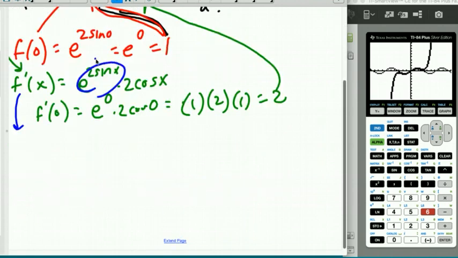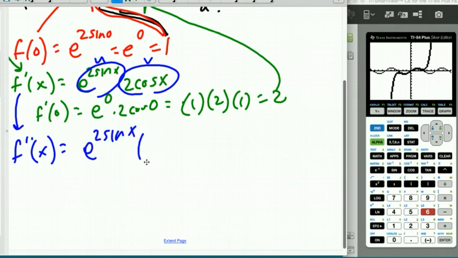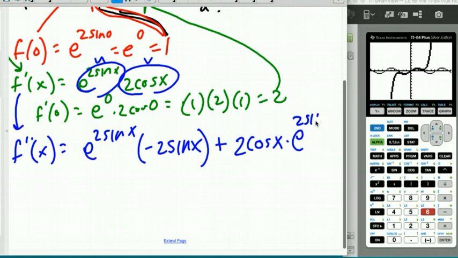So I have my u and my v, right? So my f double prime of x is going to be u dv, well, the derivative of 2 cosine of x is a negative 2 sine of x. That's fine, right? Plus v, which is 2 cosine of x, du, which is going to be, the derivative of u is going to be e to the stuff times the derivative of the stuff.